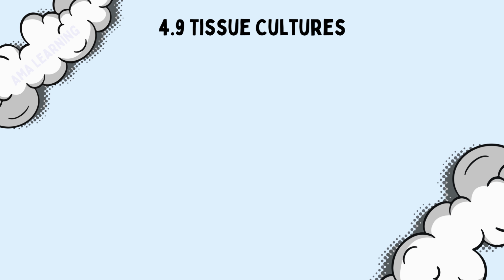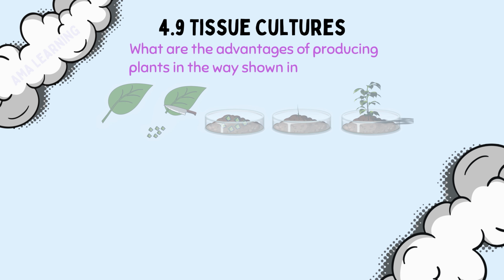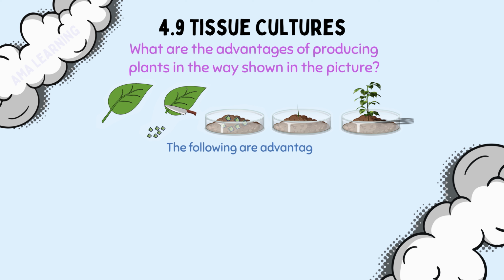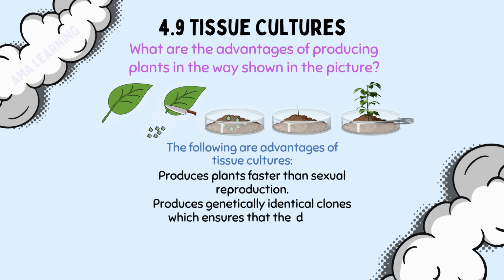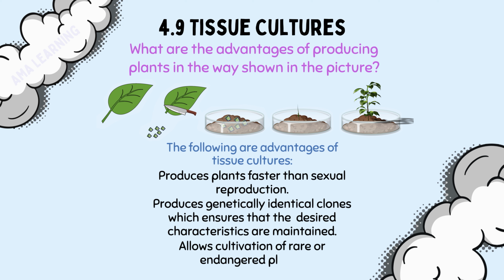Let's apply what we have learnt to this past paper question. This 2-mark question is asking us for the advantages of using tissue cultures. We know the following from our learning. The following are advantages of tissue cultures. It produces plants faster than sexual reproduction. It produces genetically identical clones, which ensures that the desired characteristics are maintained. And it allows cultivation of rare or endangered plants.